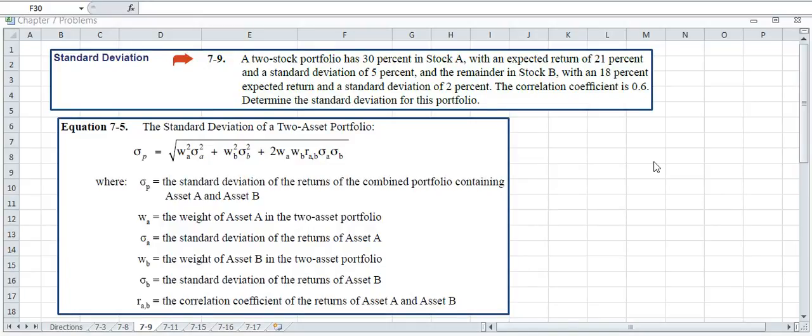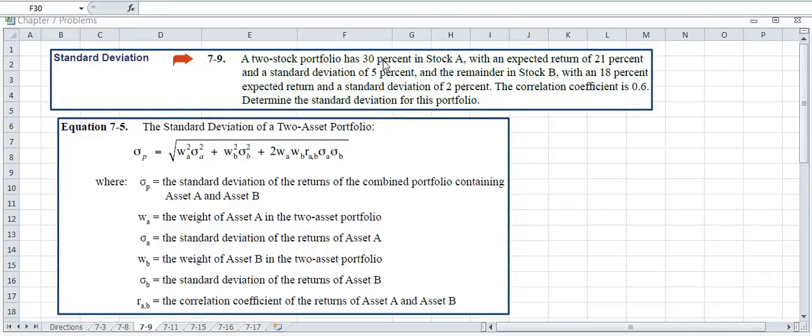In this video, we are looking at problem 7-9, where we are going to calculate the standard deviation of a two-asset portfolio. So we have two stocks, stock A and stock B, and we're looking at the weights. We need to know the weights of each stock, so they're giving us the weight of stock A.